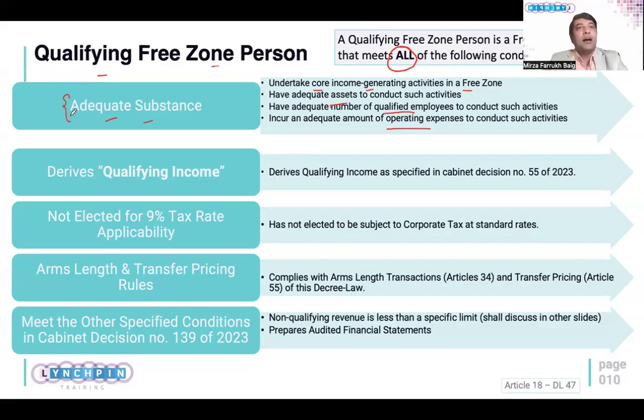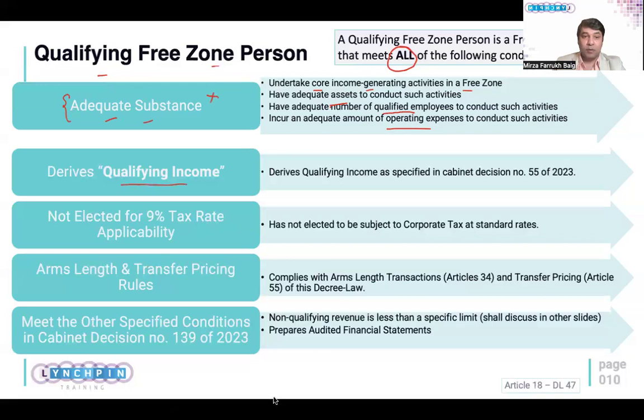For example, I may have a company outside the country, and for invoicing purposes only, I open a company inside a free zone. Then in such cases, I would not be able to meet the adequate substance condition, and I'll not be getting the 0% benefit. Second is, you should be generating the qualifying income, and we'll deep dive into what can be a qualifying income.